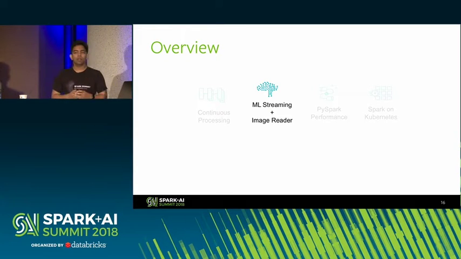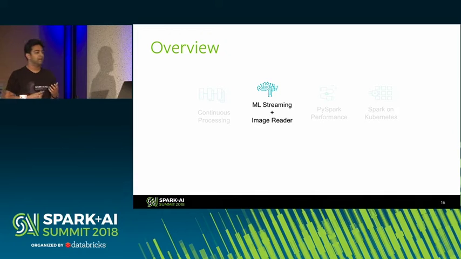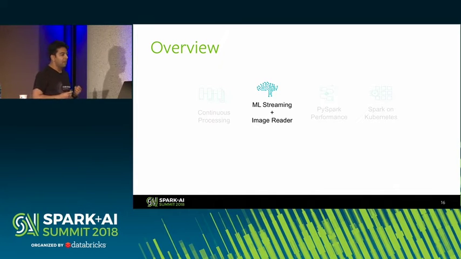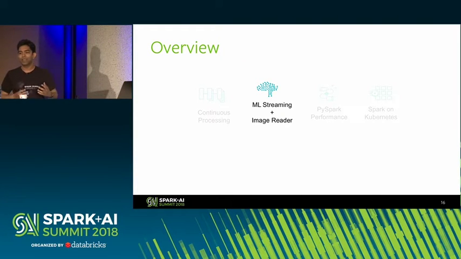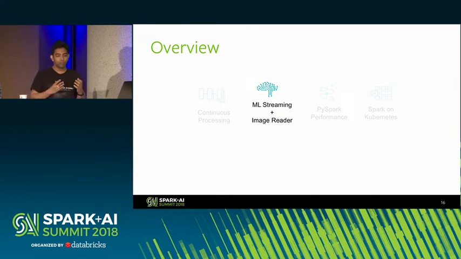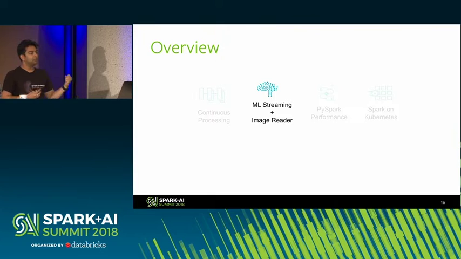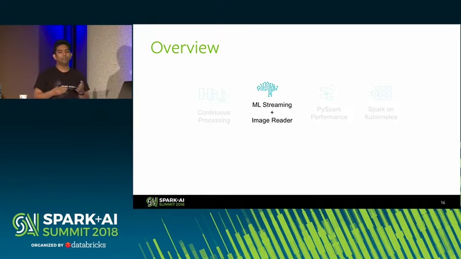So next, let's talk about streaming machine learning and the new image reader support that was shipped as part of Spark 2.3. If this whole summit is any indication, you all know that machine learning is just exploding. There are people using Spark who want access to machine learning and to train their models. And once you train the model, the next obvious step is to validate that model.